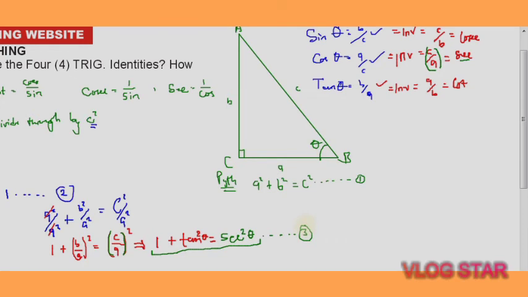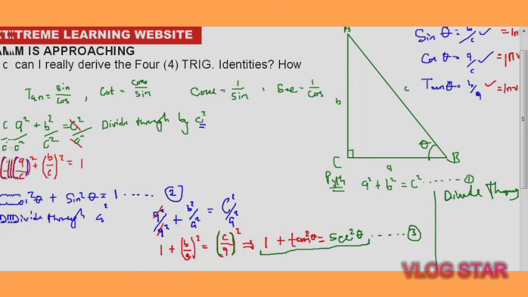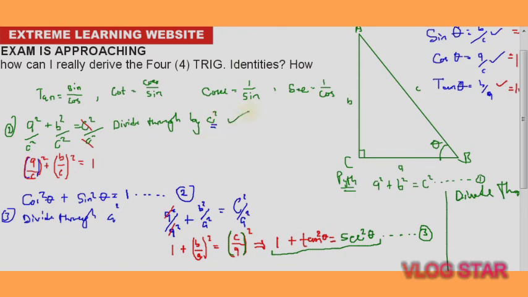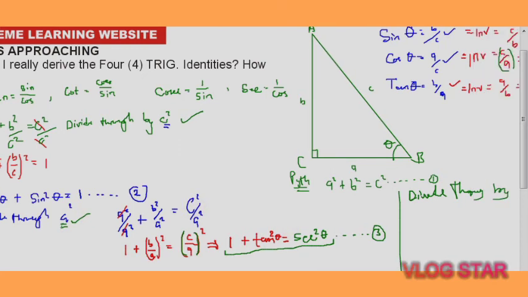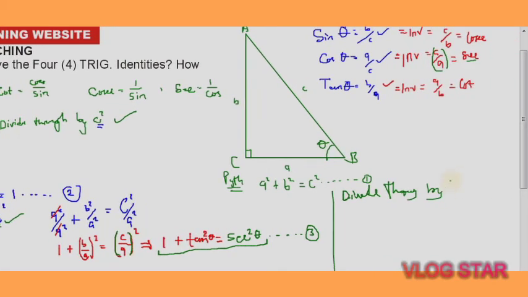Hope you are following this up. Now let's go to how to find the last trigonometric identity, that is the fourth one. Now the fourth one, we go by dividing through by the last alphabet we have there. The first time we divided through by c, the second time by a squared, so this time around we're going to divide through by b squared.